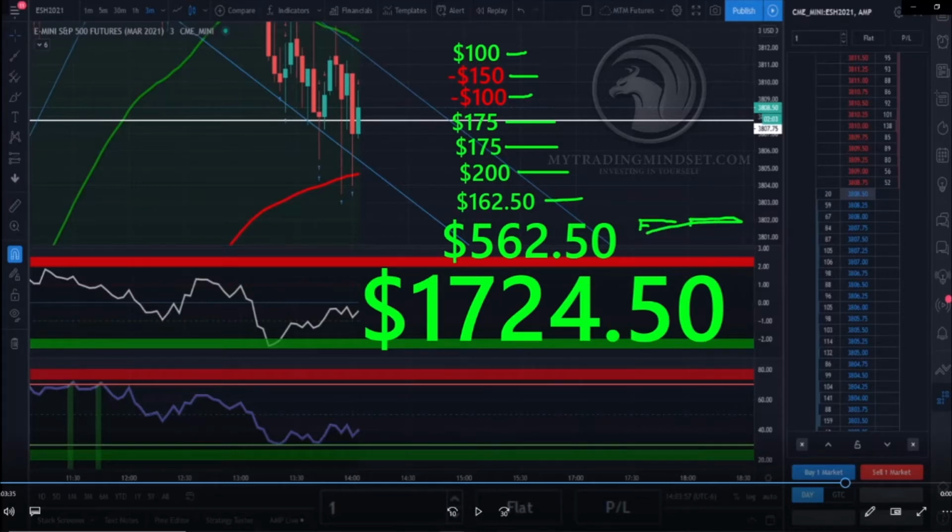Yeah, I try to put FD there, but never mind. Yeah, so I made $562.50, just trading these E-mini futures while I'm actually working too. So my account total value now is at $1724.50.